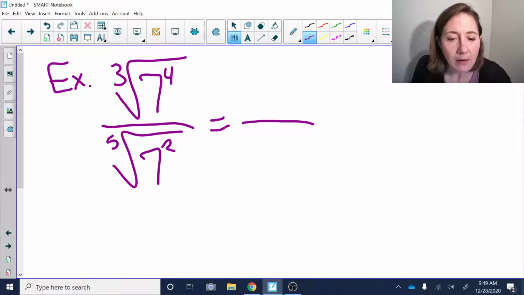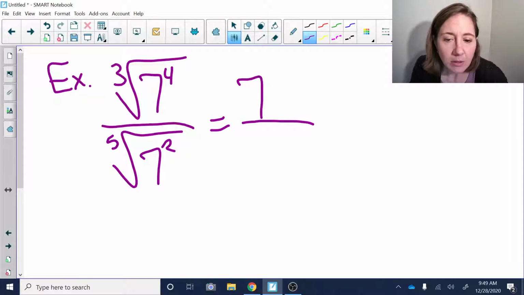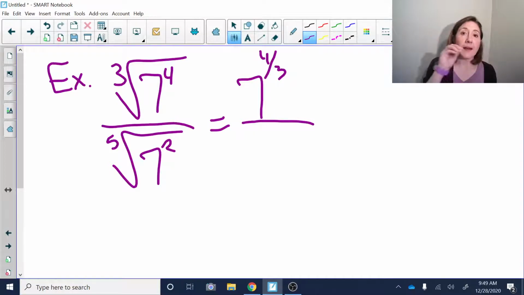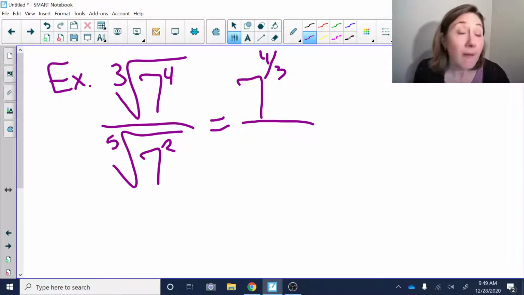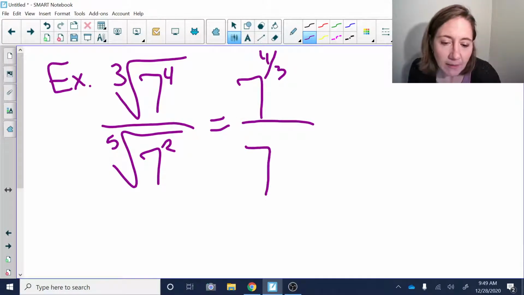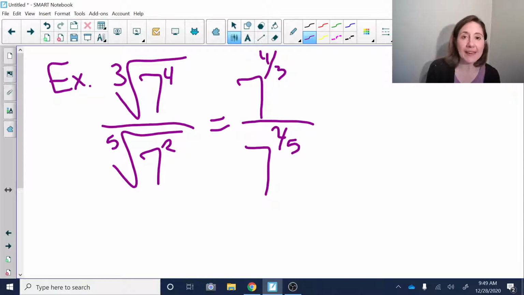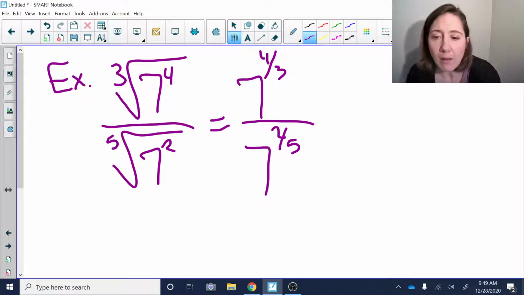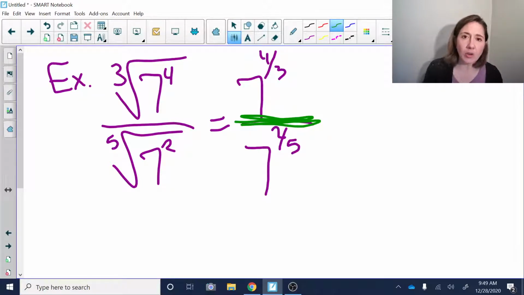So this numerator here, I could write that as 7 to the 4/3 power. The root becomes the denominator of the exponent. Now I'm going to look at the actual denominator of this fraction, and it would be 7 to the 2/5 power if I write it as a rational exponent. So now I have a division problem. Remember, a fraction line means you're dividing. So what are we going to do to simplify this with these exponents? What exponent rule is going to kick into place here?